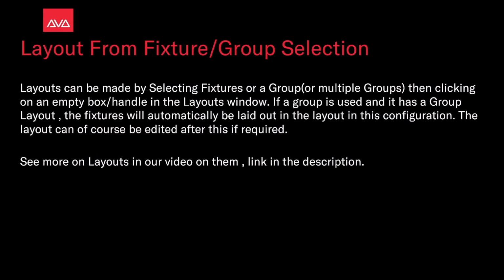Layouts can be made by selecting fixtures or a group or multiple groups, then clicking on an empty box slash handle in the layouts window. If a group is used and it has a group layout, the fixtures will automatically be laid out in the layout in this configuration. The layout can of course be edited after this if required. See more on layouts on our video on them, link in the description.